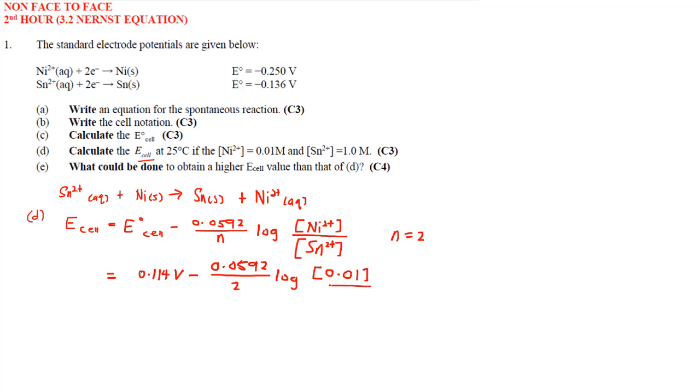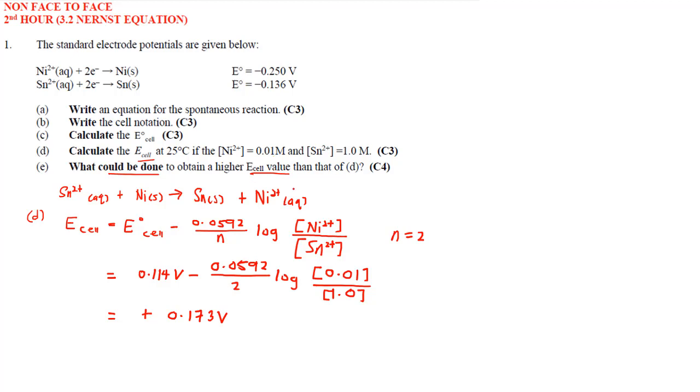Okay, and the concentration of tin ion too is 1.0 molar. So substituting all these values should give you positive 0.173 volt. Okay, alright. So the last question too, they ask us what could be done to obtain a higher E cell value than that of D.